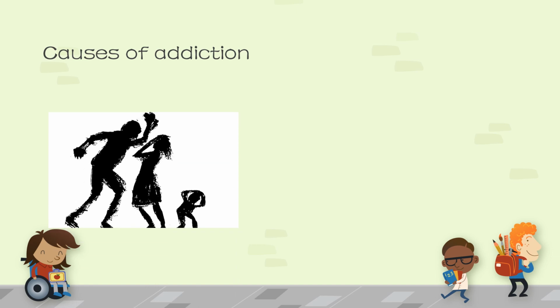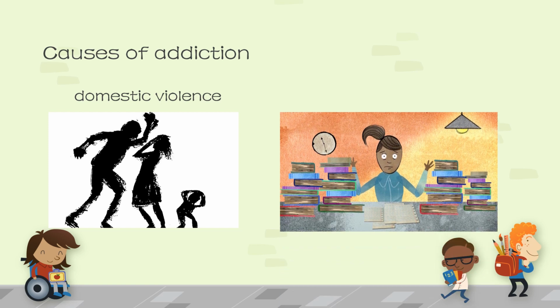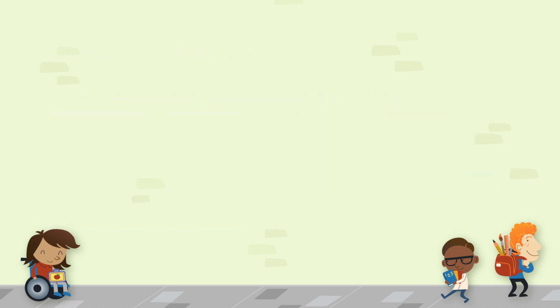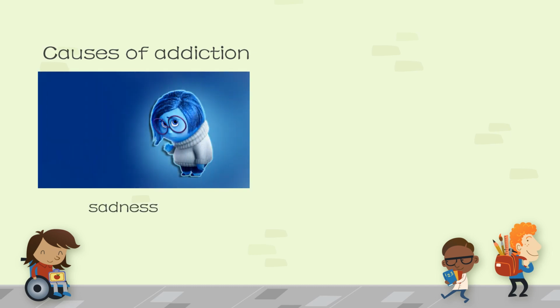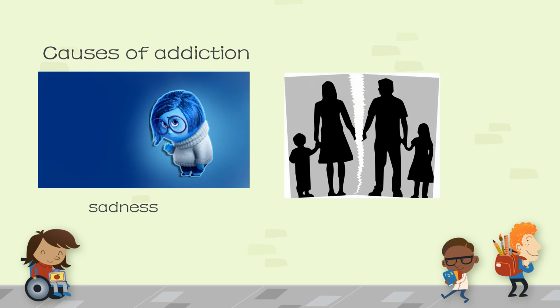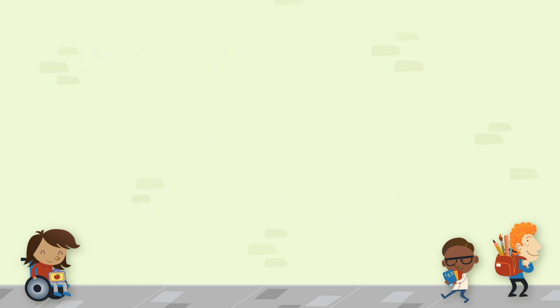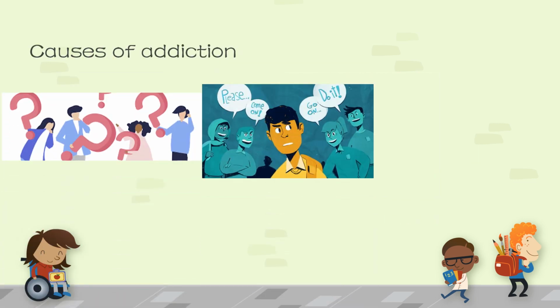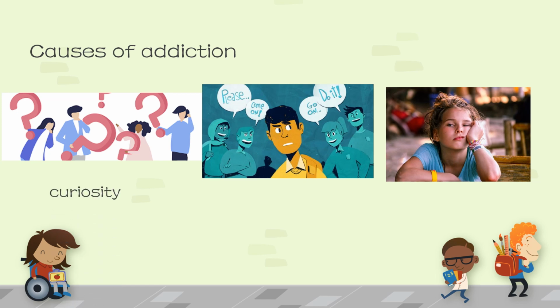In this photo, we can see there is a guy trying to fight. So it is domestic violence. The second photo, you can see there are many books, so it is exam stress. The third one is sadness. Number 4, it is parents' divorce. Number 5, it is curiosity. Number 6, it is peer pressure. Number 7, it is boredom.